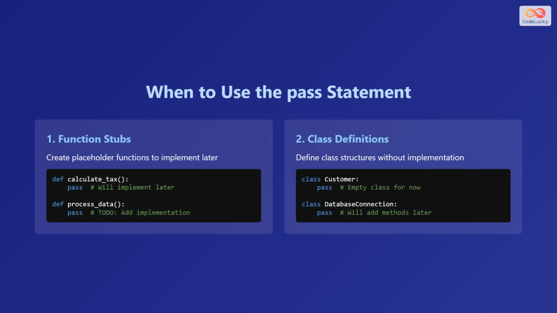There are several situations where the pass statement comes in handy. First, in function stubs. You can create placeholder functions that you plan to implement later. Second, in class definitions. You can define class structures without yet adding any implementation details. Here are code samples for both use cases.